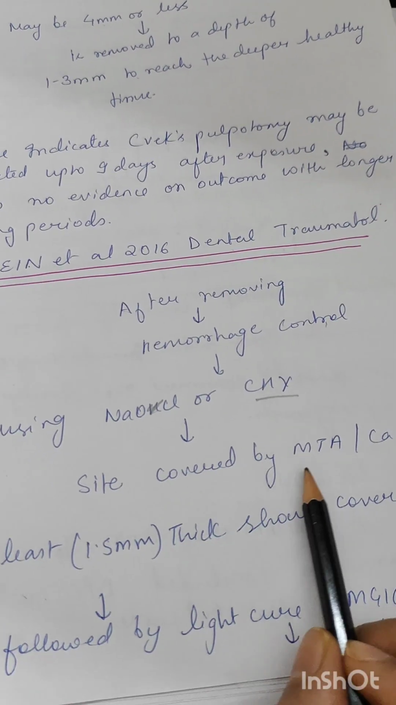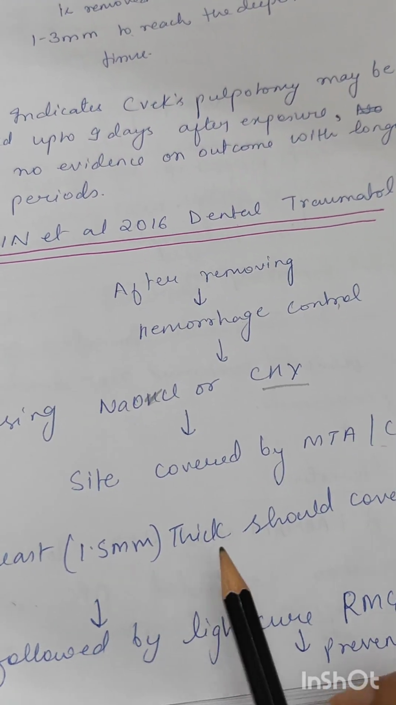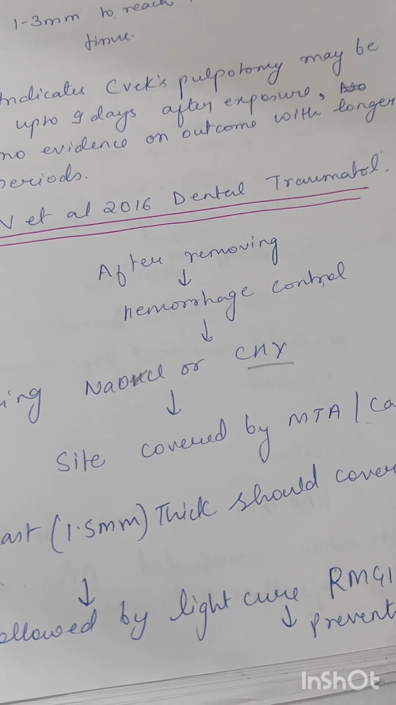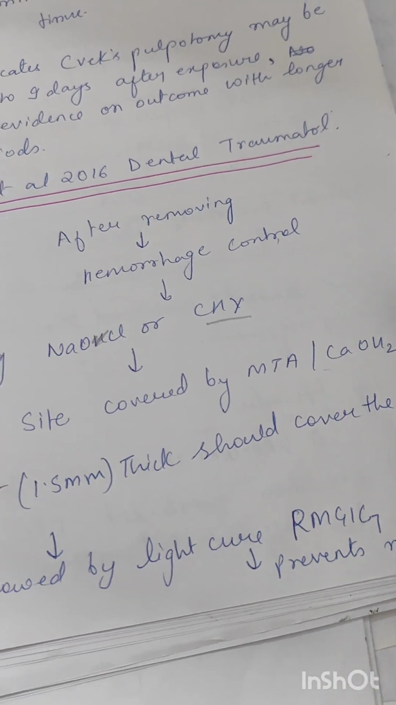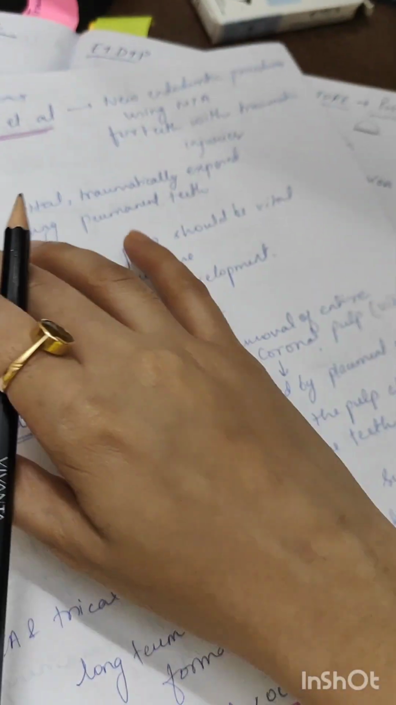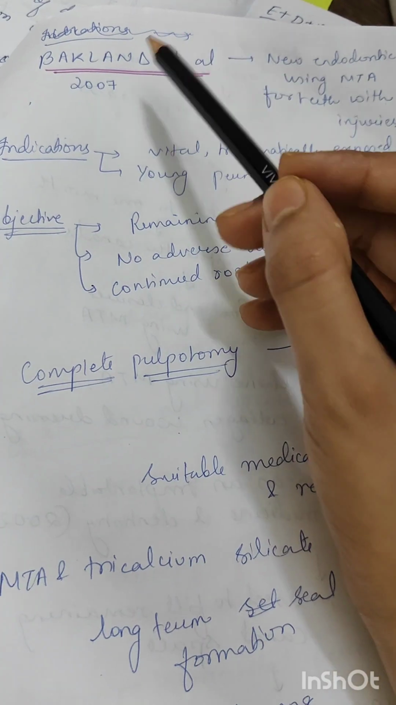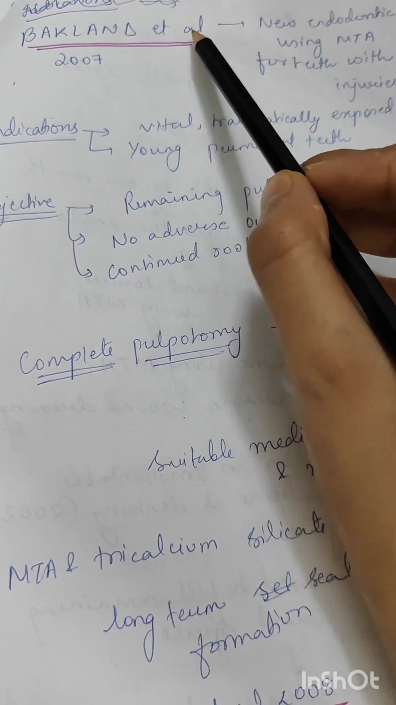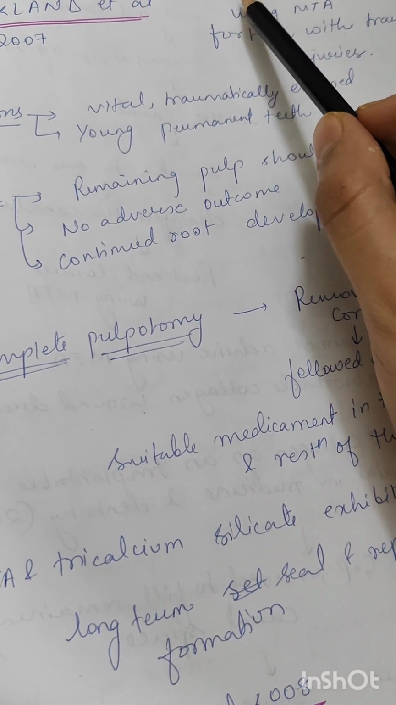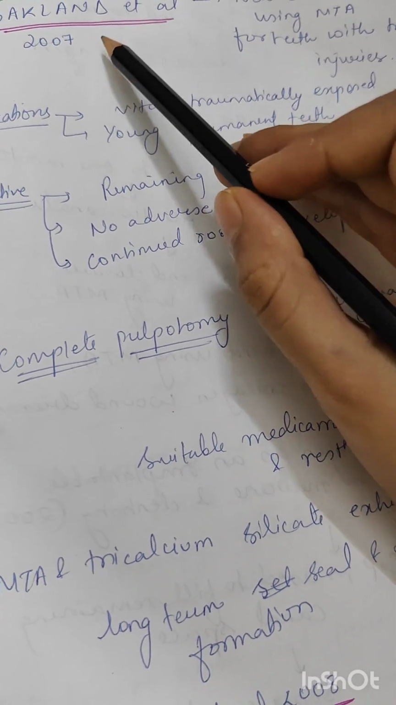The site should be covered by MTA or calcium hydroxide. MTA at least 1.5 mm thick should be used to cover the exposure site, followed by the light cure RMGIC, which prevents microleakage. This use of RMGIC to prevent microleakage was shown in the article by Buckland et al., on new endodontic procedure using MTA for teeth with traumatic injuries, 2007.